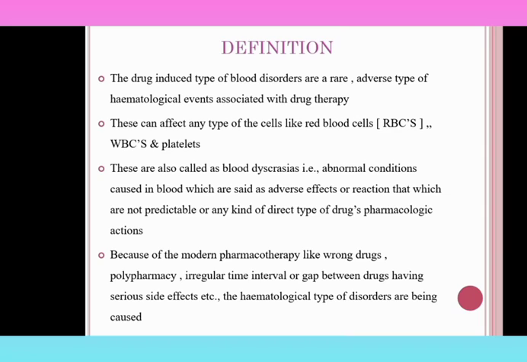And because of modern pharmacotherapy, like polypharmacy and wrong drugs, meaning wrong prescriptions, it may involve the wrong patient or the wrong drug, and irregular time intervals or irregular gaps between drugs having serious side effects, such as warfarin. If the proper time gap is not maintained between such drugs, they may cause serious side effects, and such hematological disorders may be caused. So this is the brief definition regarding drug-induced blood disorders.